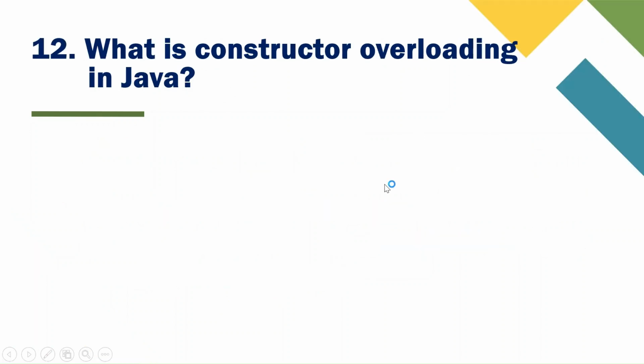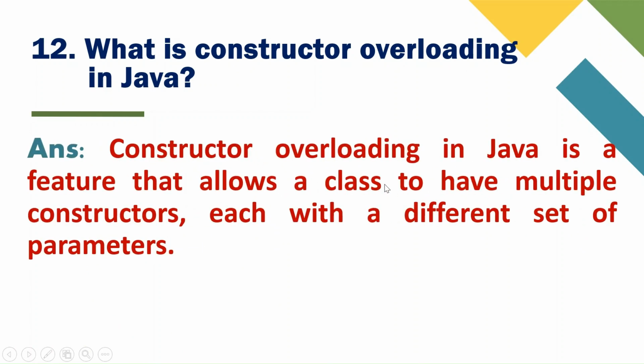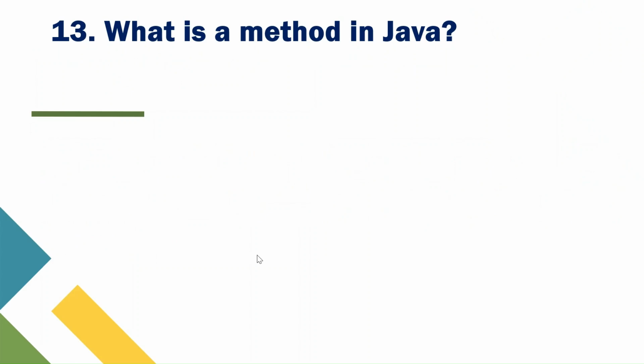Now, what is constructor overloading in Java? Constructor overloading in Java is a feature that allows a class to have multiple constructors, each with a different set of parameters. So there are a lot of constructors you are writing, like 3 or 4, but the parameters are different. What is a method in Java?